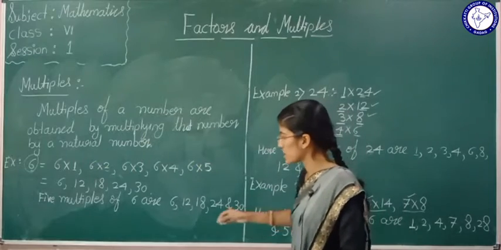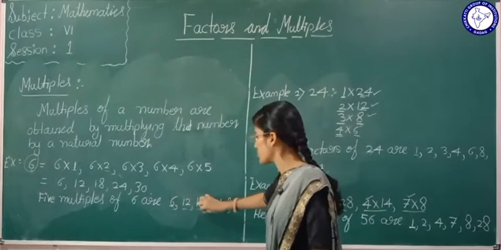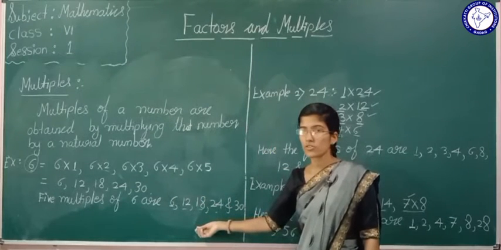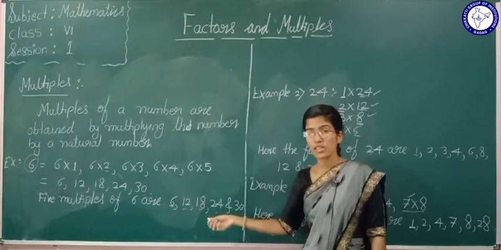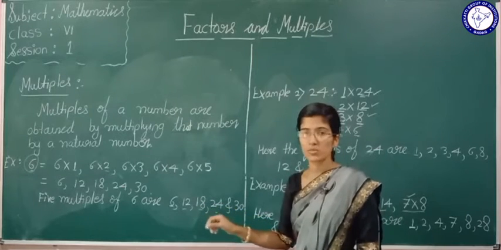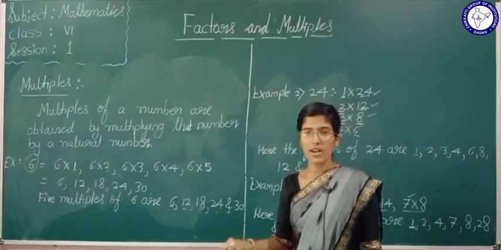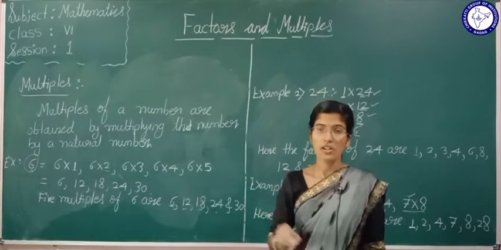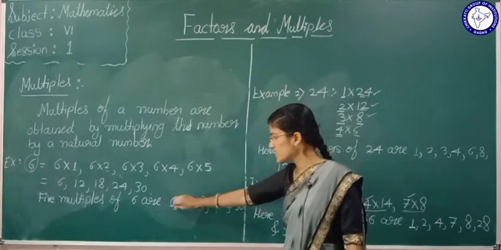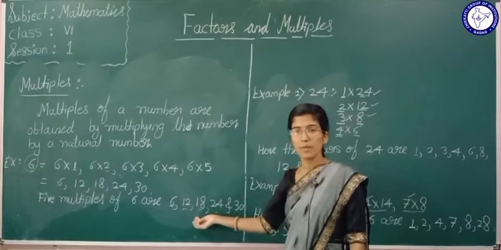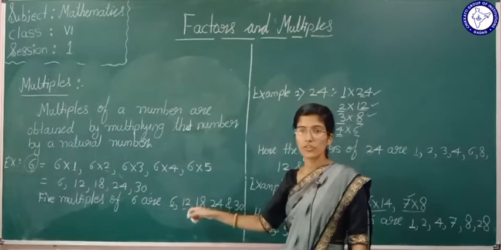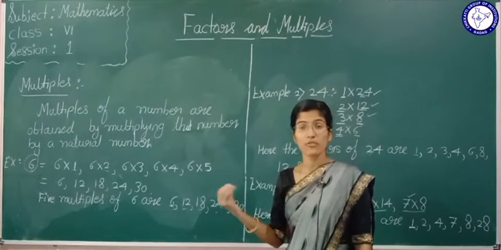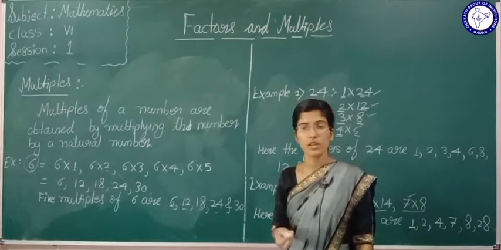Students, if you see these numbers, you have seen them before. Yes, it is the table of 6. Yes or no, students? All the tables are multiples of that respective number. 5 ones are 5, 5 twos are 10, 5 threes are 15, 5 fours are 20. Those are all the multiples of 5. Here the 6 table means multiples of 6. Now if you take the 9 table, 9 ones are 9, 9 twos are 18, 9 threes are 27, 9 fours are 36, those are multiples of 9.